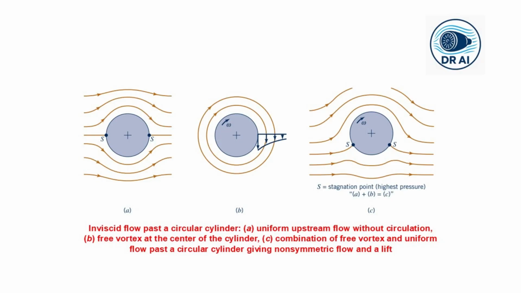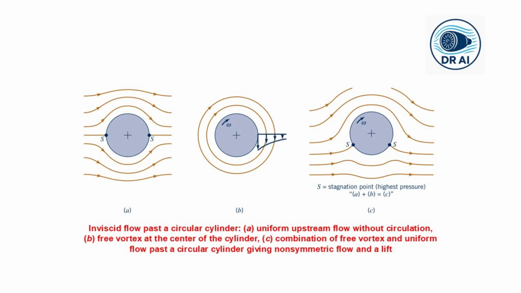Now, this particular figure shows the concept. Part A of this figure shows the inviscid flow past a stationary cylinder, perfectly symmetrical, zero lift and zero drag. But part B shows a free vortex at the center of the cylinder, pure circulation without any through flow. And part C combines the uniform flow with circulation. The resulting flow is no longer symmetrical.